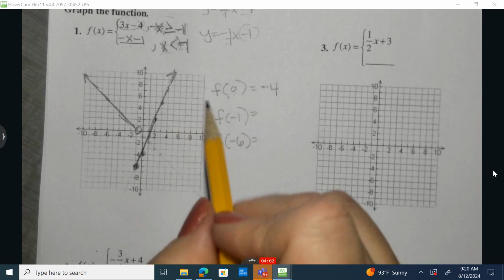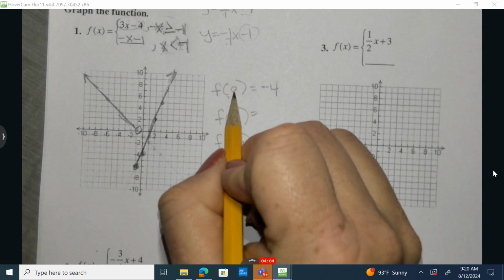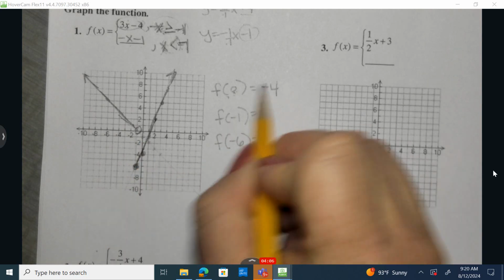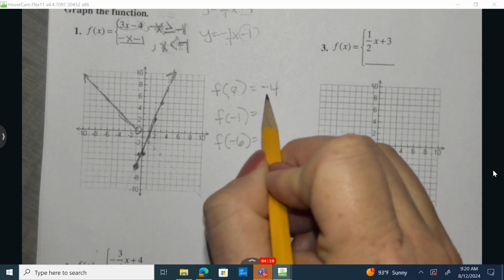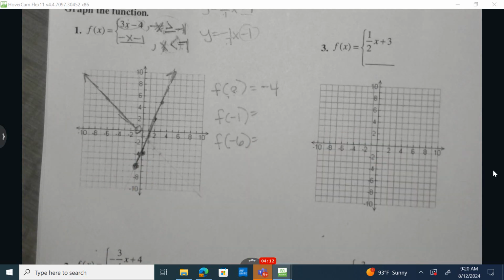I'm not going to stop during lesson, though. Okay, at 0, the other way to do it is I go to 0, and I go straight down until I actually hit a piece of the graph, and look at the y value is negative 4. You can do it graphically or you can do it algebraically.